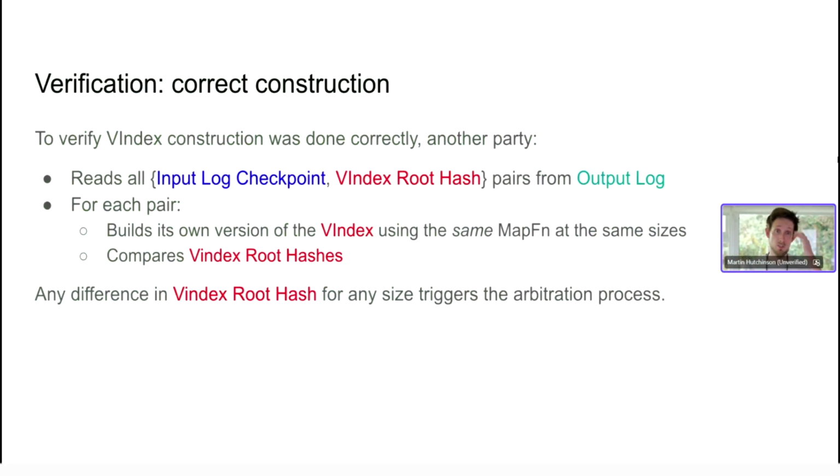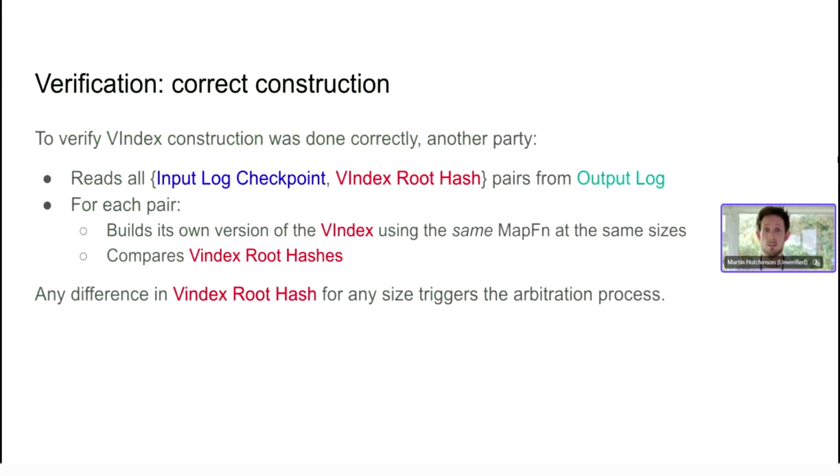And so anybody else with enough compute power and interest can come along, take any one of those claims, or all of them ideally. You get the input log, make sure that it matches that input log checkpoint, and then you build the verifiable index yourself. And if you've got a different root hash at the end of it, then you've got a reason to start a pretty tricky conversation, but probably they'll match. This is an important part, by the way, of why it's so important that that function earlier was deterministic, because obviously if it wasn't, then you might end up with different root hashes.